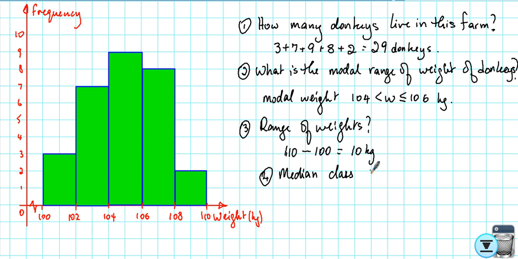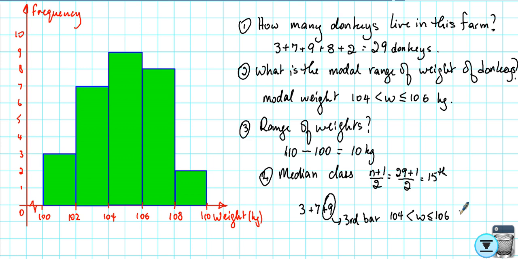Remember how we did this? It's n plus 1 on 2. N is the number of donkeys. We found out that to be 29. So it is the 15th donkey. And where does the 15th donkey lie? We start from 3. Plus 7 is 10. Still not 15. Plus 9 is 19. So yes, we have found the 15th one. It lies on the third bar, which says that it is a weight which lies between 104 and 106 kilograms.